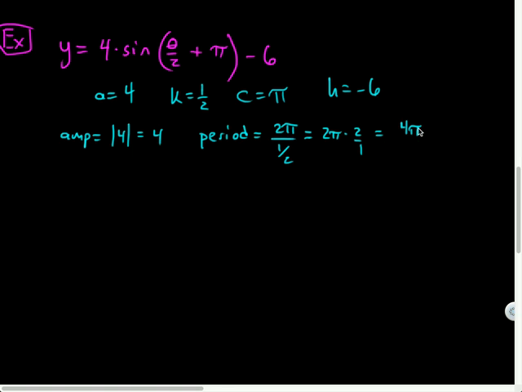So 4 pi is what I get for the period. What about the midline? What's the equation of the midline? Y equals negative 6 in this case.